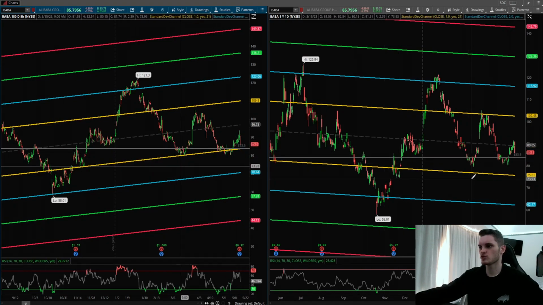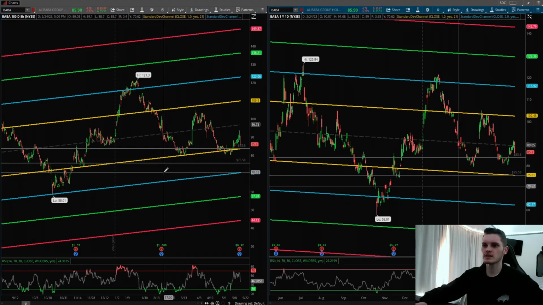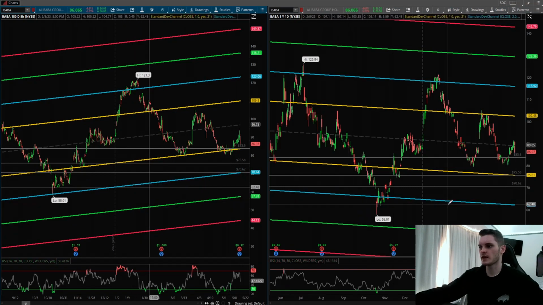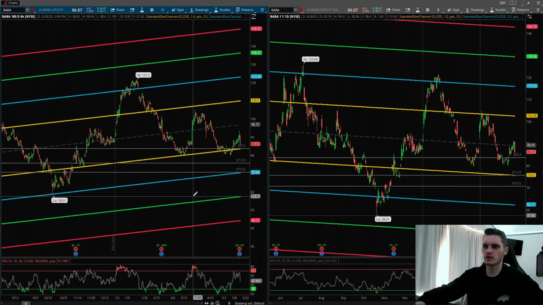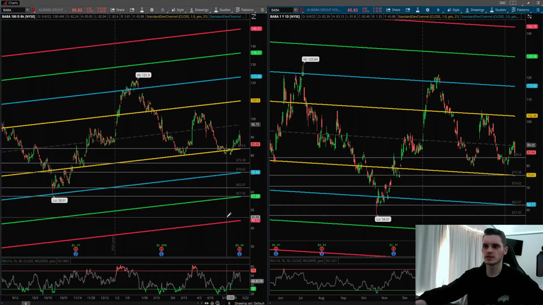If we did break lower, we do have $75.60. And if we break that, we have $70.50. And the final two levels I'd be paying attention to would be $57.50 and $62.